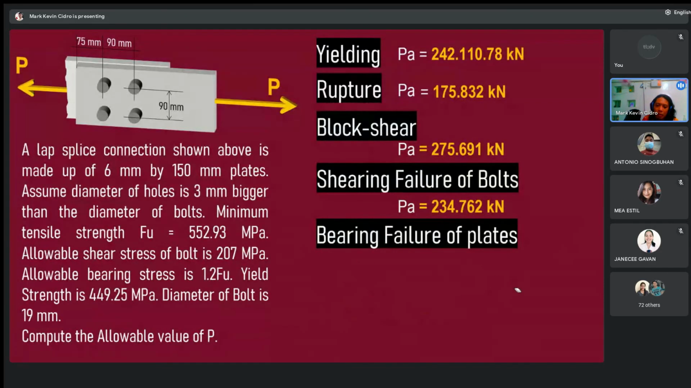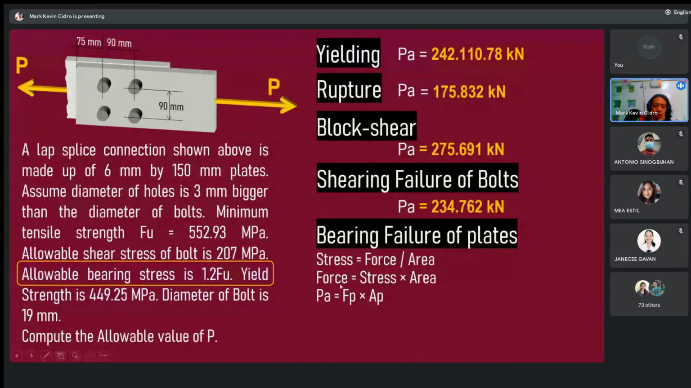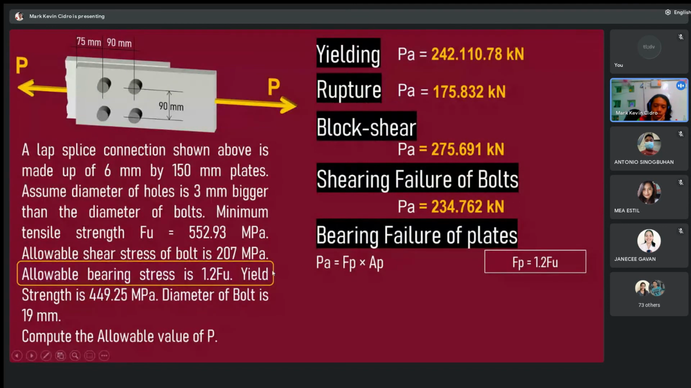Anyway, what stress will we use? This is denoted by FP, the bearing stress. And that is equal to 1.2 FU. Stress is equal to force over area. Your force here is PA, your stress is FP, and FP is 1.2 FU. The allowable bearing stress is 1.2 FU. Substituting the values, there are 4 bolts.